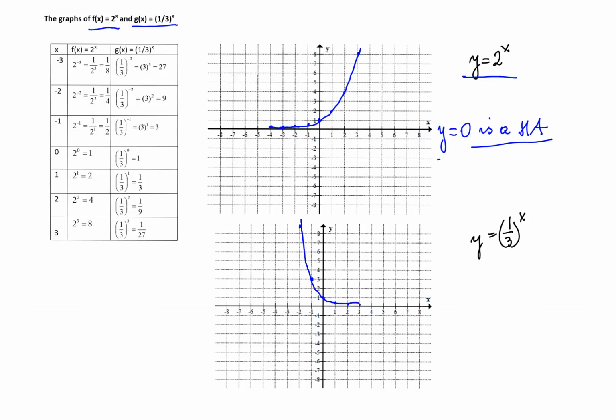Again, you can notice that the graph is going to stay above the x-axis because the values of the exponential are going to be positive. So again, we can say that y = 0 is a horizontal asymptote, because the values of the exponential, when x is increasing without bound, are going to become smaller and smaller.